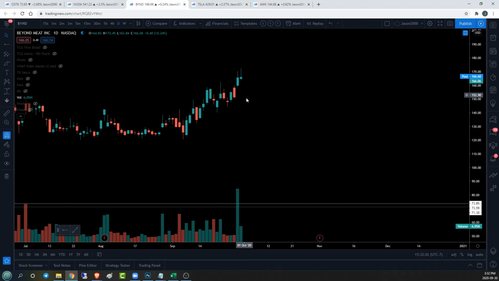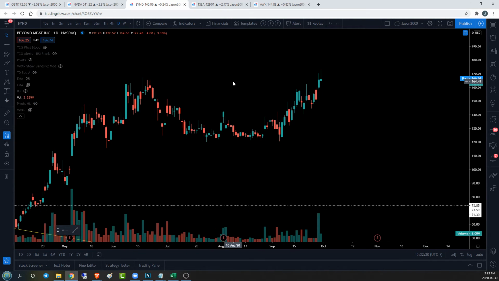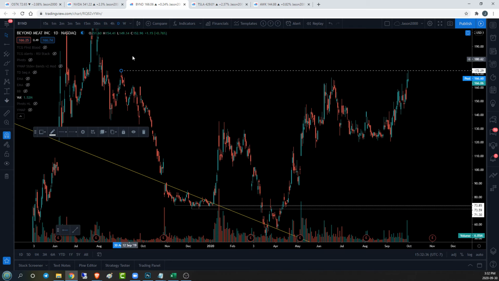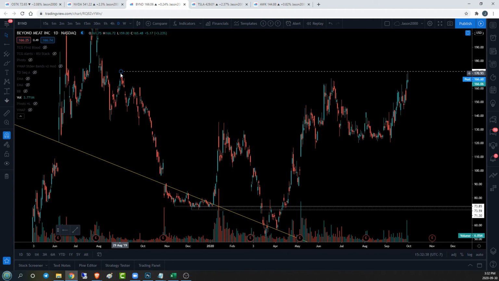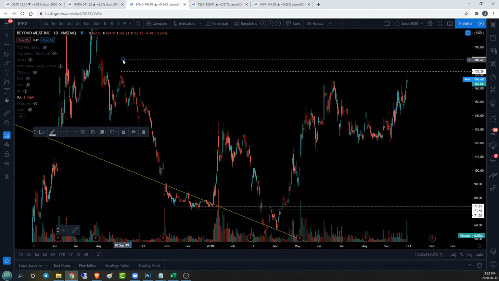BYND continues its saga. I don't like these two upper wicks. We'll see if that has any more of an impact on our analysis as we dig deeper into the different time frames. Let's go look for some resistance. Okay, so I'm grabbing the top of August 2019, August 29th, 2019. Wow, is it already a year?